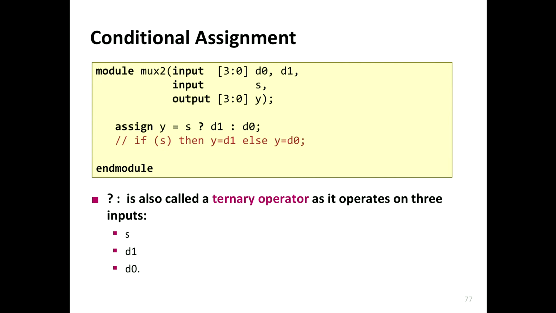So, multiplexer. This has 3 inputs, A, B, and a select, and then you have the output Y, right? So, when select is 0, the output Y is going to be A. And when select is 1, your output Y is going to be B.